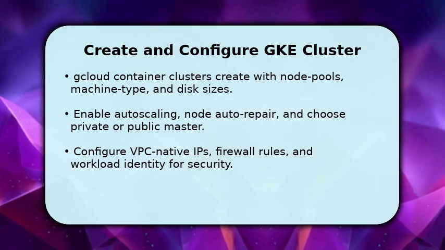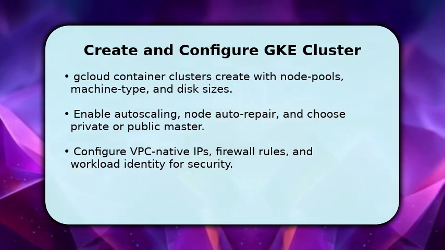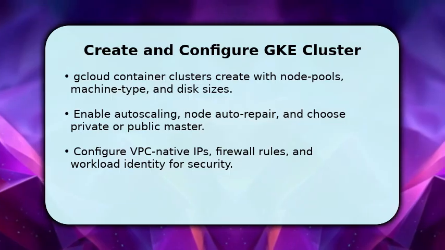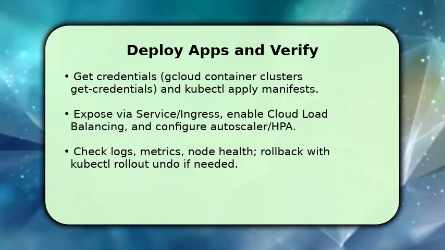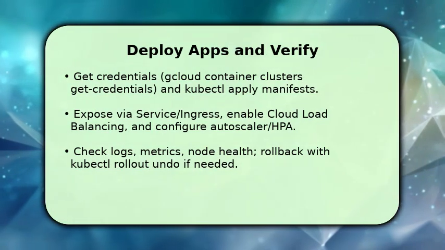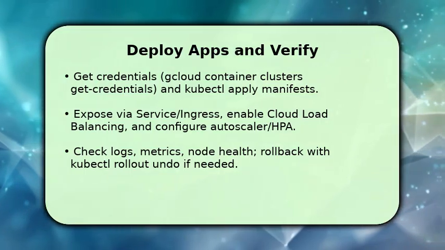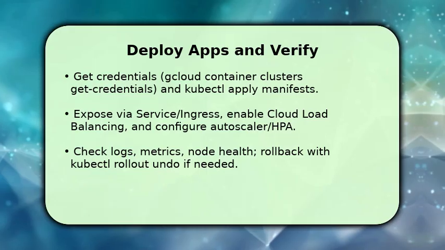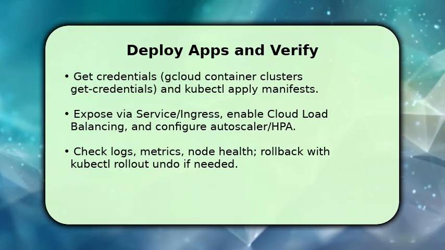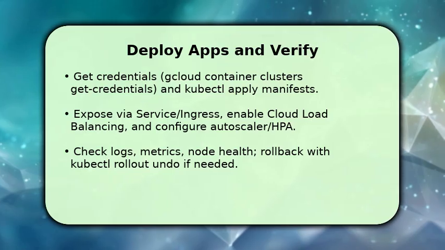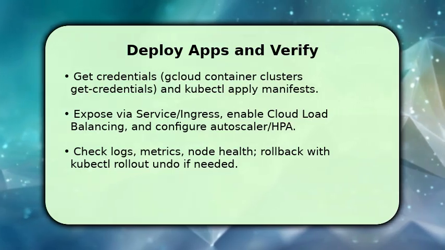Finally, fetch cluster credentials with gcloud container clusters get-credentials and apply your Kubernetes manifests using kubectl apply. Once pods run, expose them with a service or set up an ingress backed by cloud load balancing and configure HPA for horizontal auto-scaling. Verify with kubectl get pods, describe, and check cloud monitoring and logging for metrics.